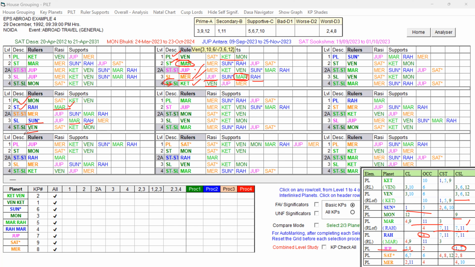And Venus is also playing at the star lord or the sublord. That Venus is further supporting the Sun. Venus is a good, strong key planet. That Venus is also passing ruler link to the source planet. That is good.